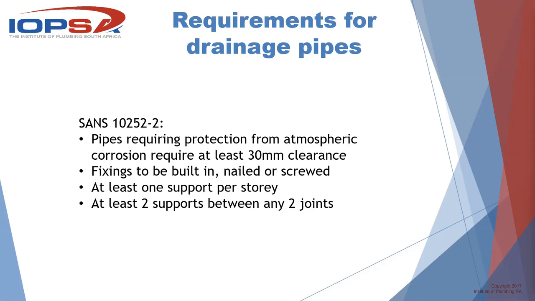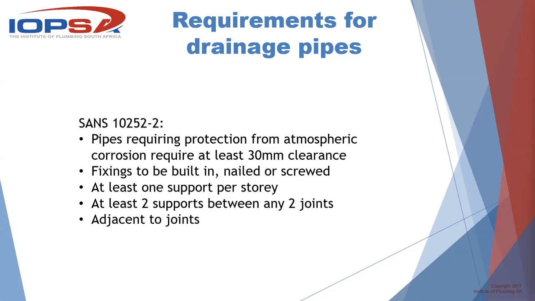Now, at least one support per story, but that is not the end of the story, excuse the pun, because there are minimum requirements for vertical and horizontal installations for various materials of pipes. So that's just the beginning of it. And then at least two supports between any two joints. So if you've got a length of pipe with a joint here and a joint there, you need two supports on that piece of pipe. And it needs to be adjacent to the joints. In other words, next to the joints.